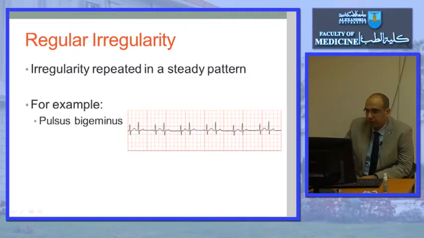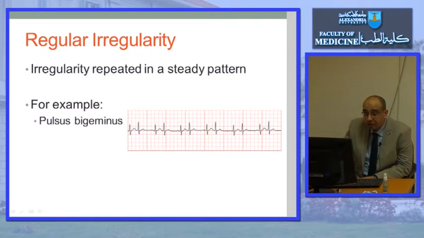if you look here, there is a premature beat after each beat. This is the normal beat and then abnormal beat. There is a normal beat and there is an abnormal beat. There is a normal beat and there is an abnormal beat. So there is irregularity. How do we know the irregularity?